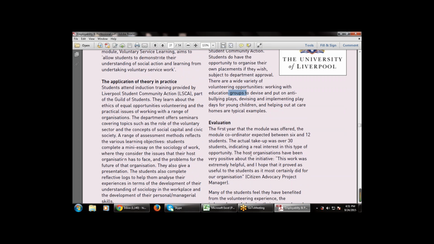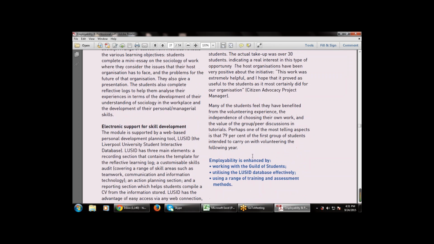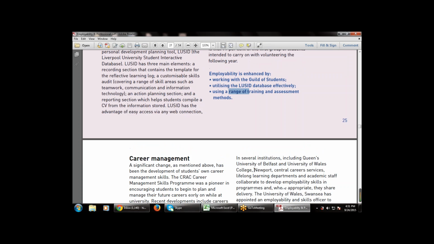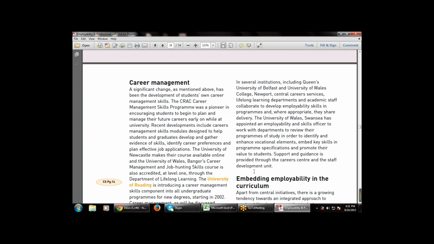The students also get evaluated in the first year. So employability is enhanced by working with the Guild of Students, by utilizing the LUSID database software, which is web-based software, and using a range of training and assessment methods.